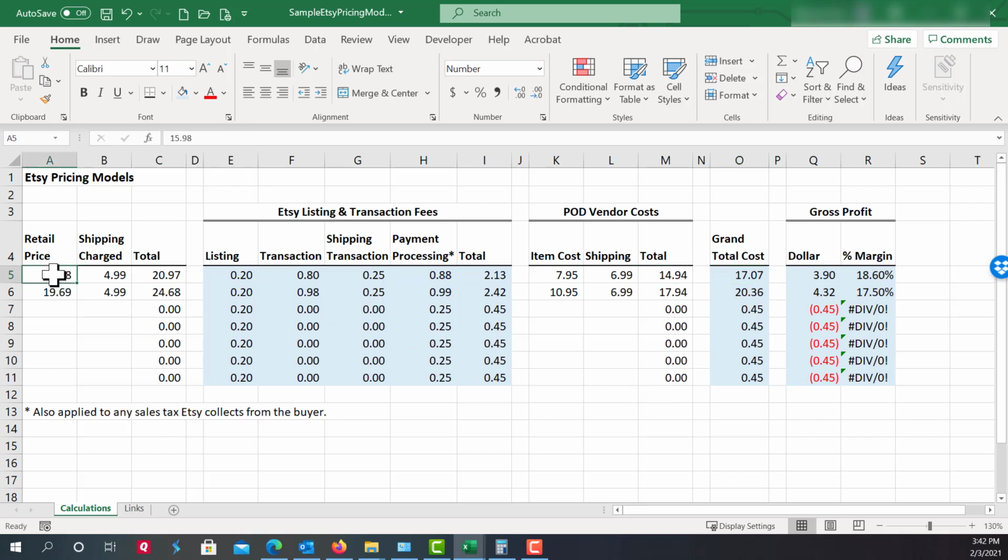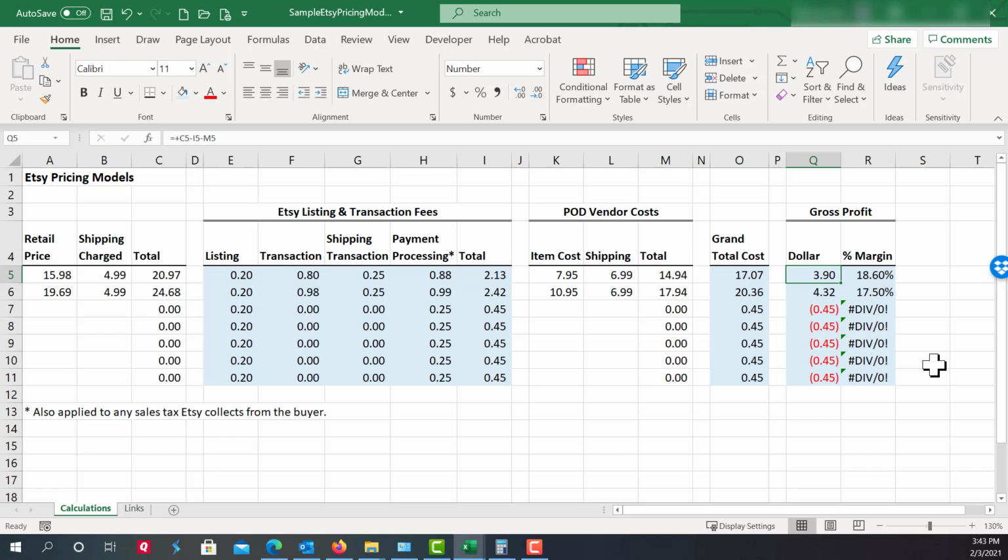Okay, so this is where you start playing around. As an initial starting point, I put in a retail price of $15.98 and shipping of $4.99. So I would get a total of $20.97 from the customer. Then we deduct all of our various fees and other costs, and I come to a gross dollar profit of $3.90.